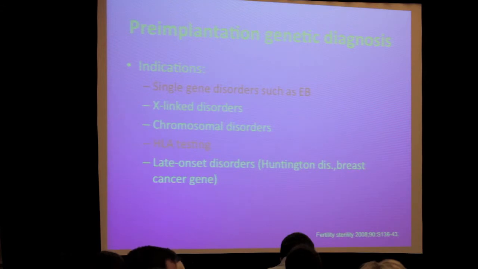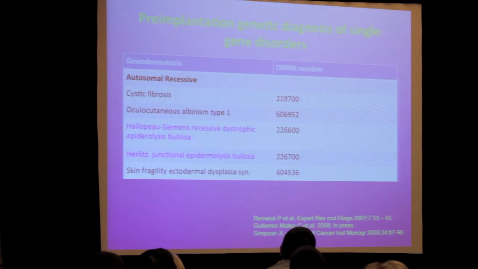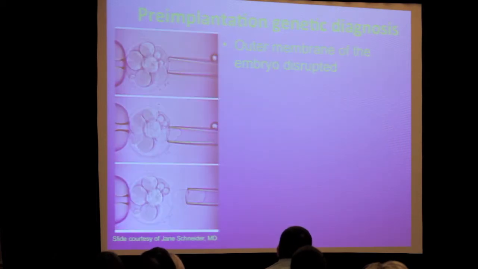So the indications would be single gene disorders such as EB, and they can also check at the same time for chromosomal disorders. And as was mentioned last night, you can also do HLA testing at the same time. So this has been done in some of the more severe forms of EB. I'll just go quickly here, but basically the outer membrane is disrupted, a single cell is removed, and it doesn't disturb the development of the rest of the embryo.